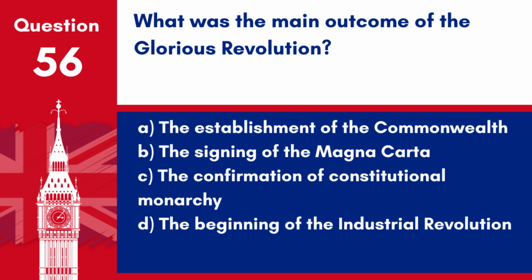Question 56. What was the main outcome of the Glorious Revolution? A. The establishment of the Commonwealth. B. The signing of the Magna Carta. C. The confirmation of constitutional monarchy. D. The beginning of the Industrial Revolution. Answer: C. The confirmation of constitutional monarchy. The main outcome of the Glorious Revolution was the confirmation of constitutional monarchy with the overthrow of King James II in favour of William III and Mary II.